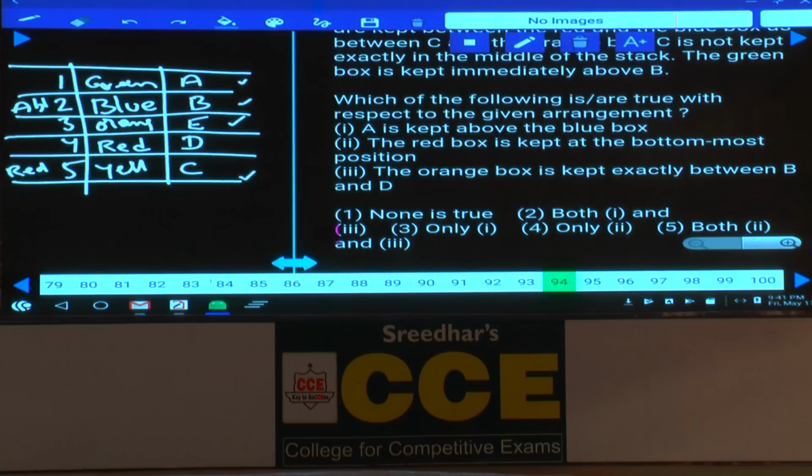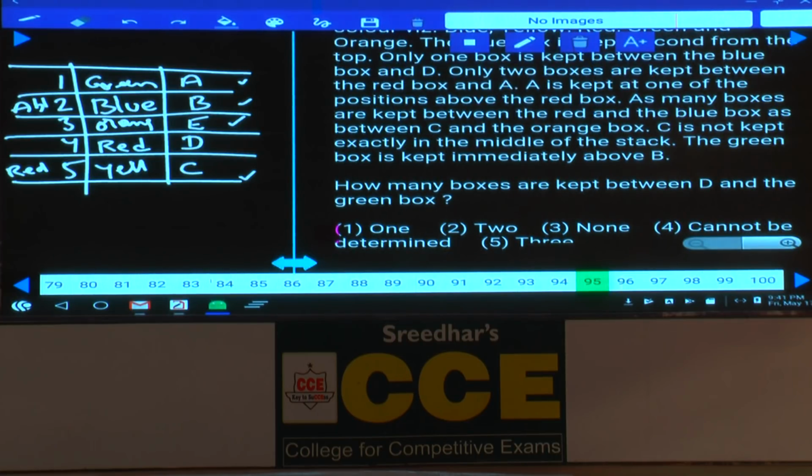Then question number 94. Which of the following is true with respect to the given arrangement? A is kept above the blue box, that is true. As 1 is true, now we need to find the combination with 1. Only 1 is there, 1 and 3 is also there, then check 3. Orange box is kept exactly between B and D. That is also true. Hence both 1 and 3, that is choice 2. 94, choice 2.